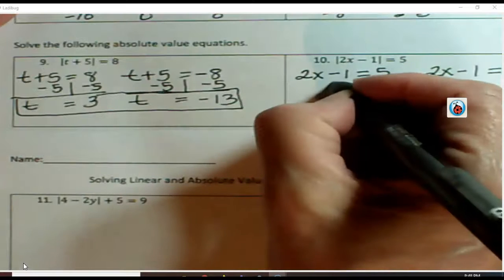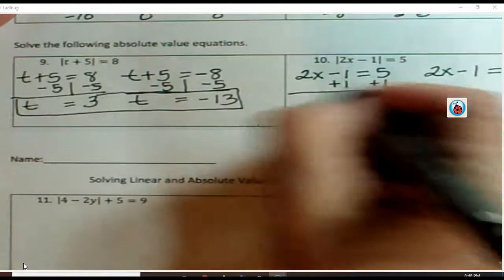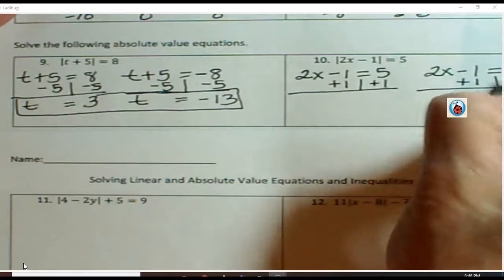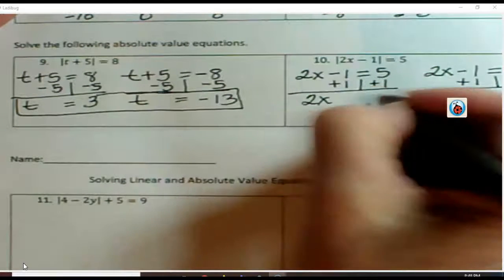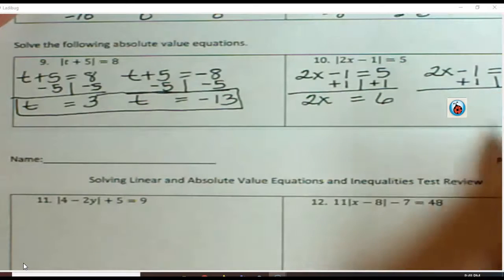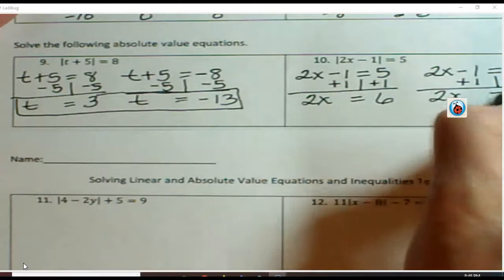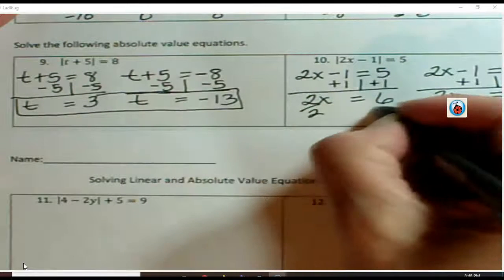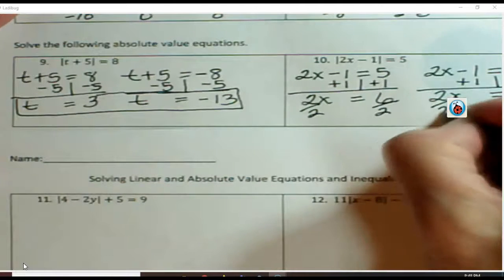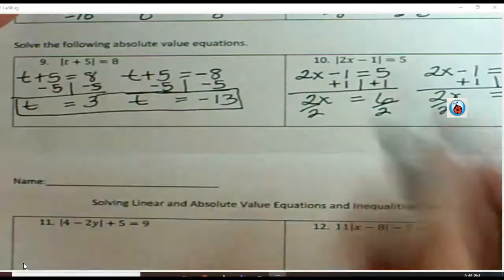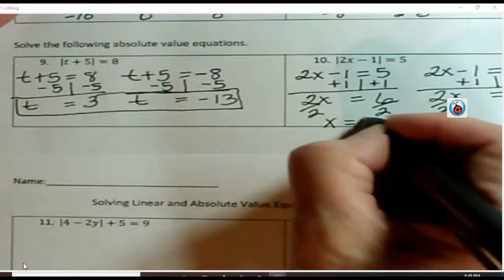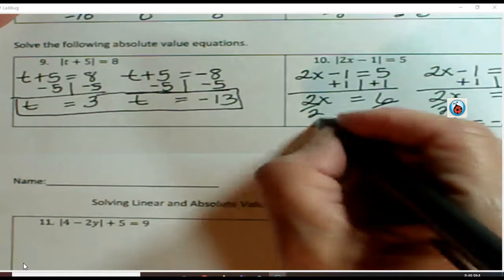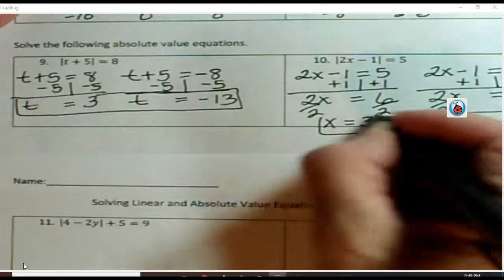All right, then we're going to add 1. Again, you can do this one the same way. So here you get 2x equals 6. Over here you get 2x equals a negative 4. Divide by 2. All of them would get divided by 2. And you get x equals 3 over here. Over here, x is equal to a negative 2. There's your answers right there.